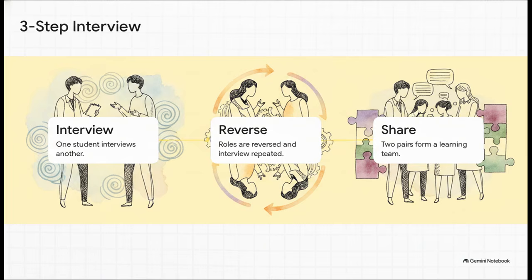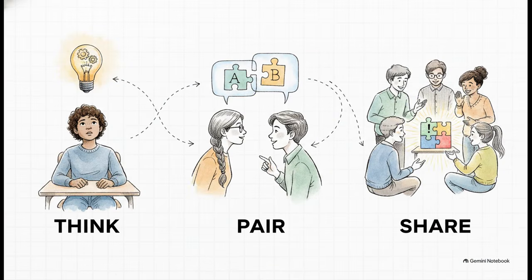The three-step interview is a perfect example of this rigid yet super effective structure. Step 1. A student interviews a partner within a strict time limit. Step 2. They reverse roles and repeat. Step 3. 2 pairs combine into a 4-person team to share the findings they just gathered. The teacher has essentially engineered a scenario where active participation from every single student is absolutely mandatory to get the job done.